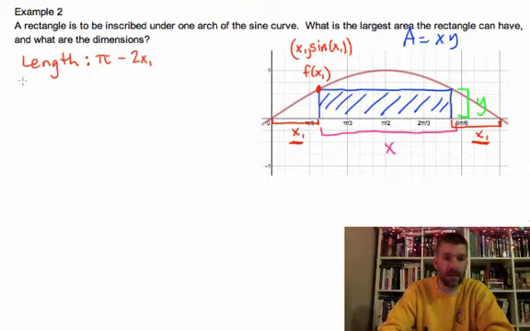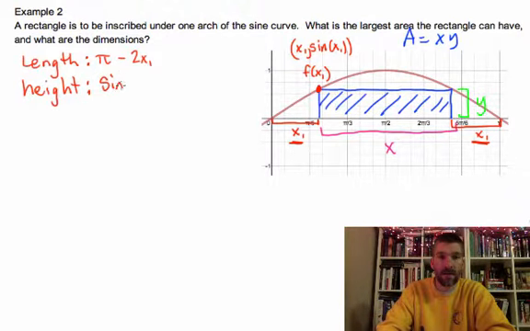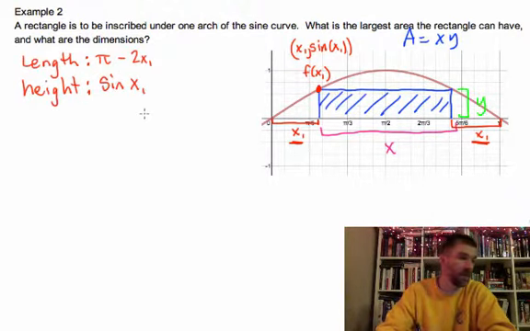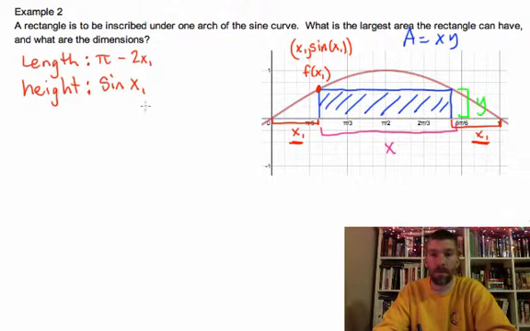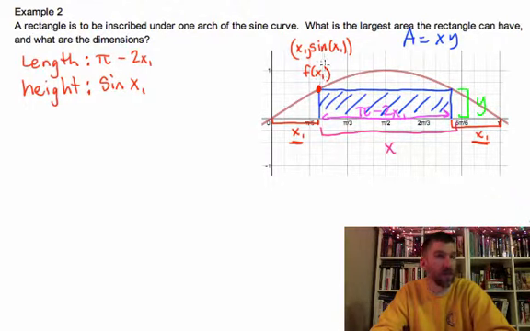So my height then, which we talked about just a second ago, is going to be whatever value the sine is of x1 at that particular point. That's going to be the height of my rectangle, okay? So now I've got a rectangle. Look, x and y right here. So this length from here to here, in pink, is going to be pi minus 2x1. And my height, we just discussed, is going to be f of x1.